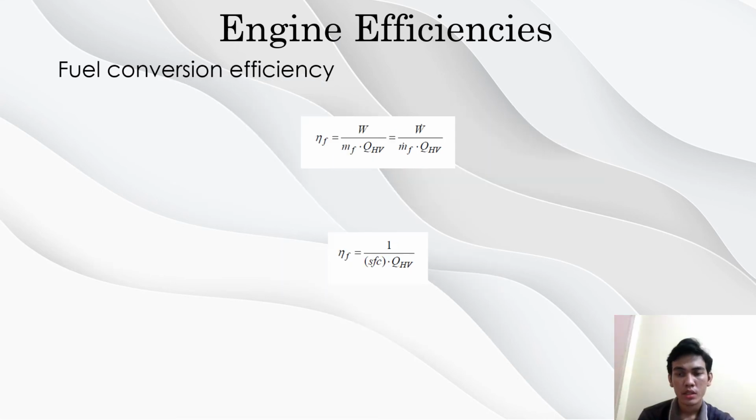For the fuel conversion efficiency, it is the ratio between the useful mechanical work produced by the engine and the theoretical energy content of the fuel mass. This is the given formula, eta F equals W over mF times Q of heating value of the fuel. Therefore, it can also be obtained from eta F equals 1 over SFC times QHV.